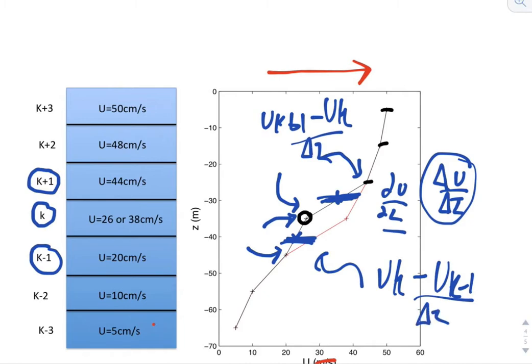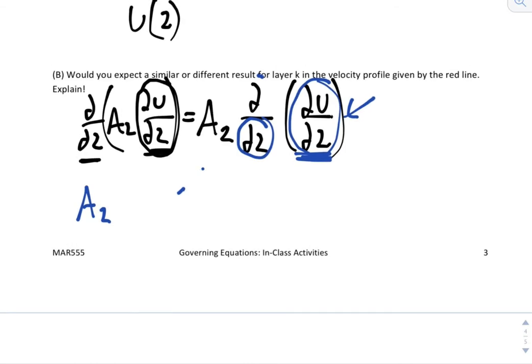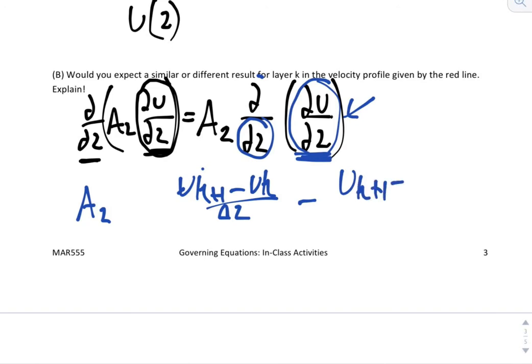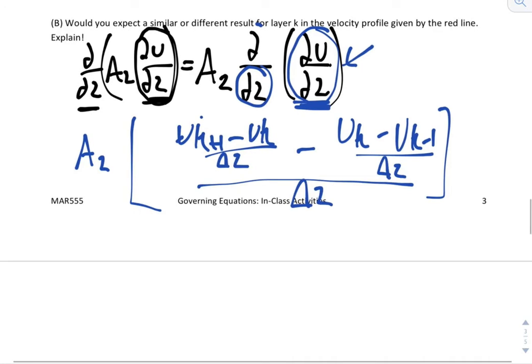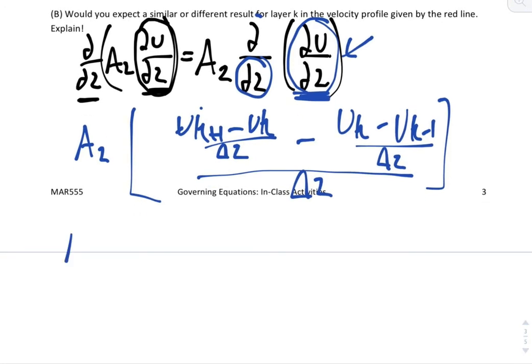So I will have here the difference between them, which I can write as uk plus 1 minus uk over delta z minus uk plus 1 minus uk minus uk minus 1. That's the lower gradient. But I want the gradient of the gradient. So it's the difference between these two gradients divided by the distance between them, delta z, all times az.